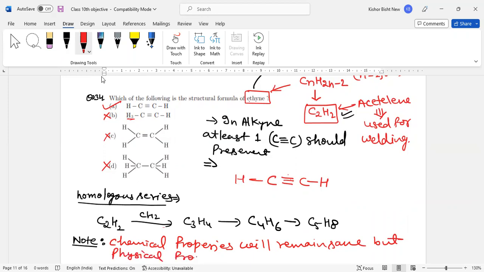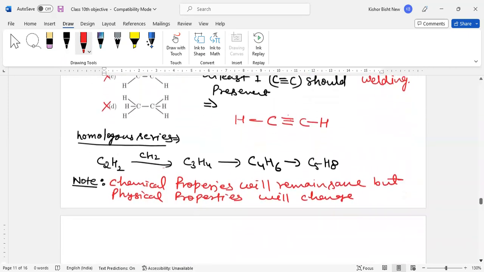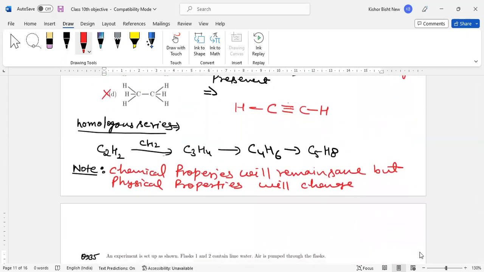Physical properties will change. And one more point you need to remember: alkenes will give addition reaction, and alkynes will give addition reaction also.